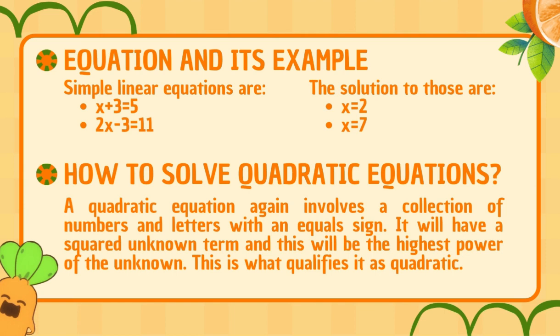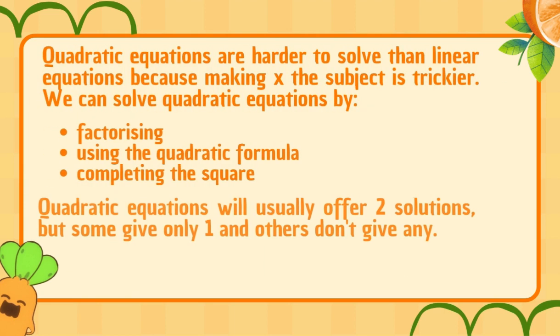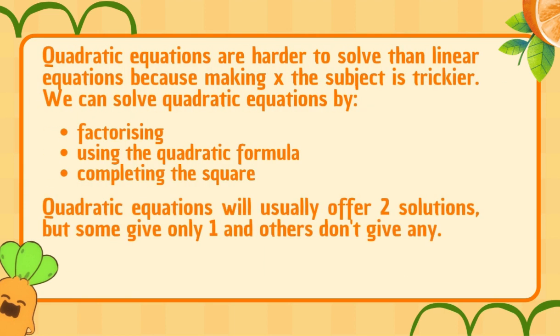A quadratic equation again involves a collection of numbers and letters with an equal sign. It will have a squared unknown term, and this will be the highest power of the unknown. This is what qualifies it as a quadratic. Quadratic equations are harder to solve than linear equations because making x the subject is trickier.